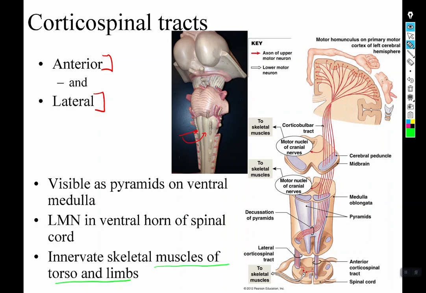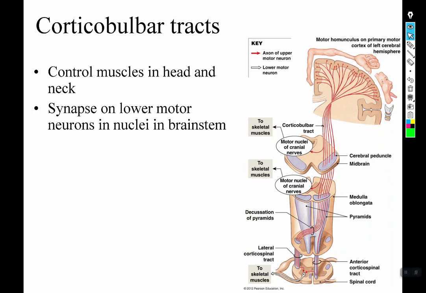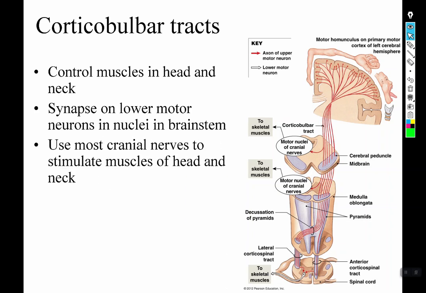The corticobulbar tracts, by contrast, are going to control the muscles in the head and neck, and therefore they're going to synapse in nuclei in the brain stem, so the pons or the medulla, or even, in some cases, the midbrain. And so these are going to be present in nuclei because nuclei are cell bodies surrounded by white matter. And since we're still in the brainstem, that is the only place where they could synapse.